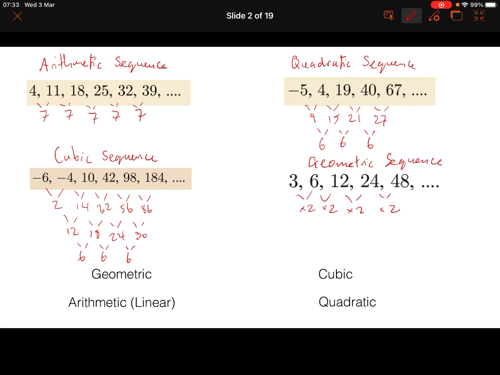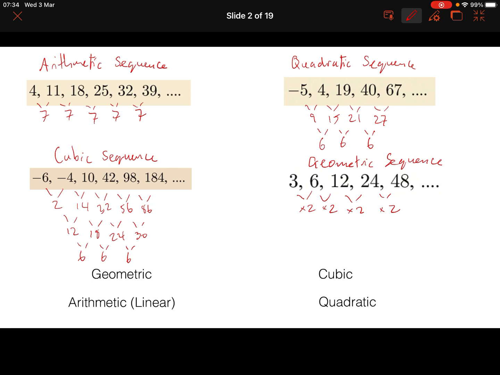You're multiplying by 2. So the first thing you do when you get a sequence of numbers is try to identify what type of sequence you've got. In your IGCSE course, you're going to have arithmetic, quadratic, cubic. You might even get what's known as quartic. It's the 4th level. But if you're getting that, you're definitely going to be using a calculator. Quintic would be a 5th level.